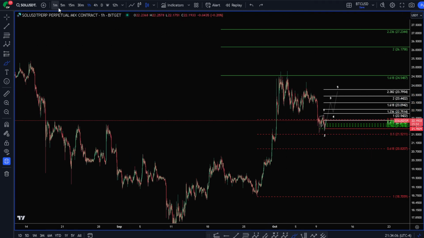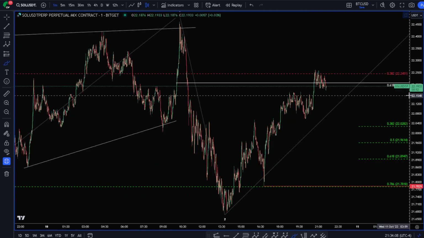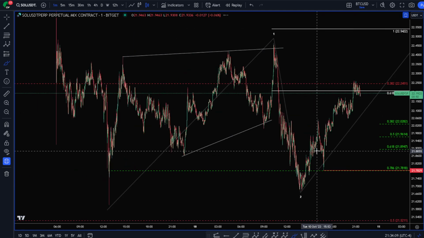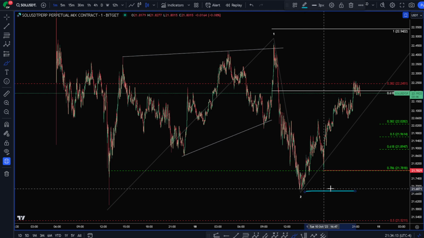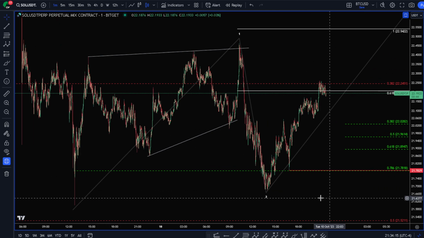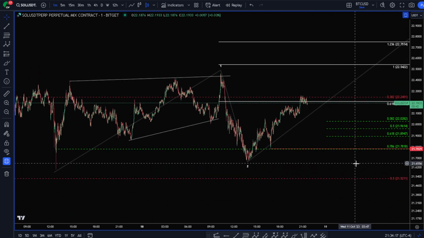All right, guys, that's it for Solana. I won't be updating these scalps. I just wanted to show you how we could move to the upside from here. And it starts on the micro level, and we need this to turn into an impulse.